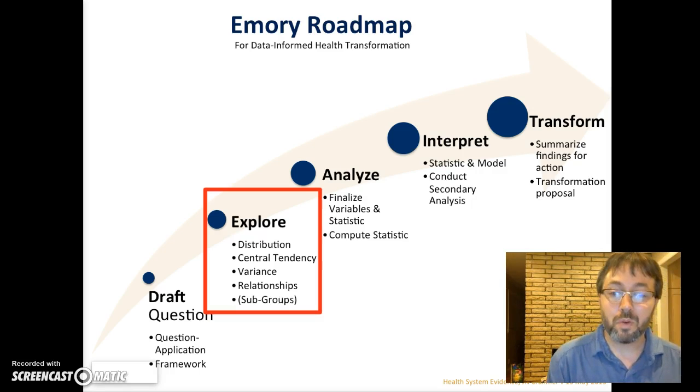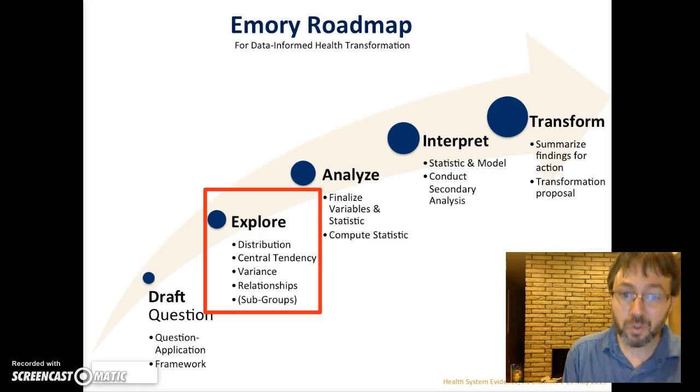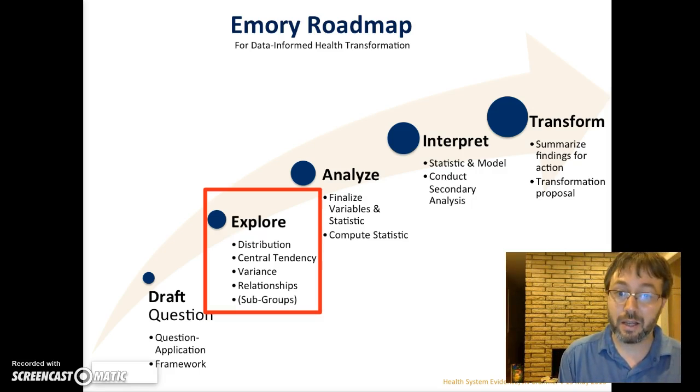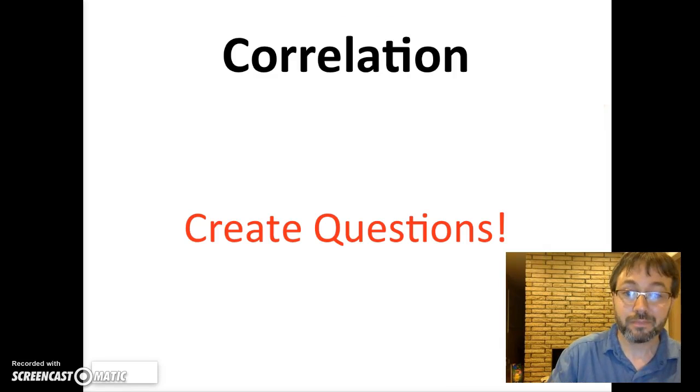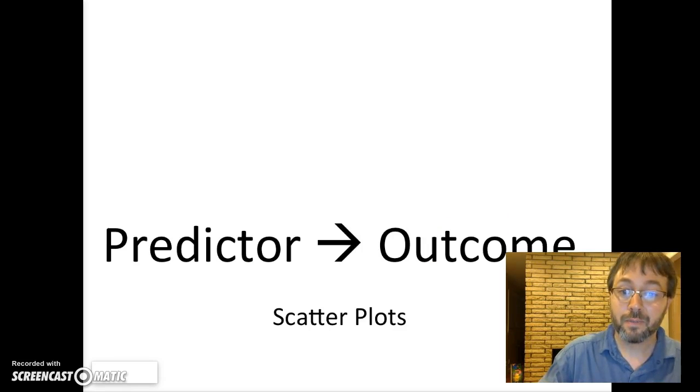So let's take a look at what some of those are. As you know, we've been working through our Emory roadmap for data-informed health transformation. We are working this week again on exploring data. We'll be focusing on relationships between variables with correlation. So let's look at correlations and how they can be used to help us create questions to guide our analysis.